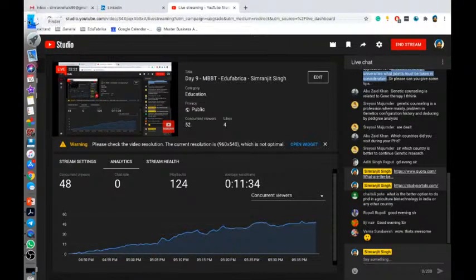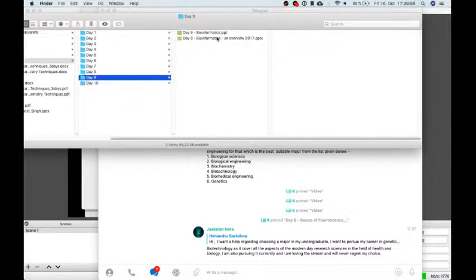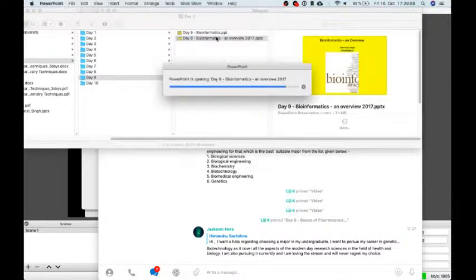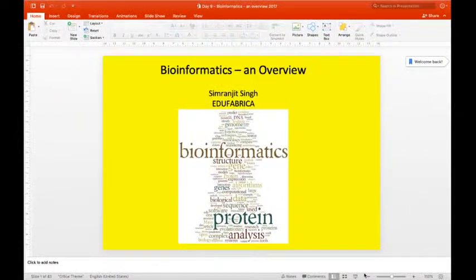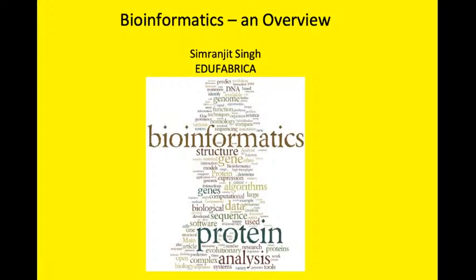So, I will take you to the next part of today's lecture, that is bioinformatics. The name itself suggests that it deals with informatics, that is IT skills, and biology. So, computational biology. All the data that is related to sequencing, algorithms, computational data, sequences, software, evolutionary complexes, phylogenetic studies, all these things come up in bioinformatics.